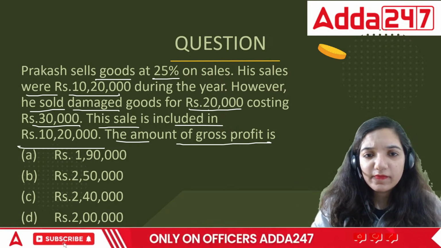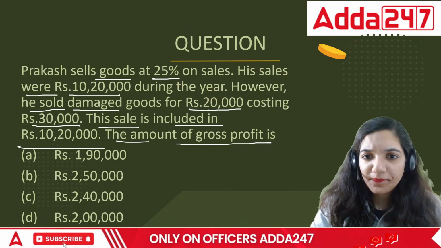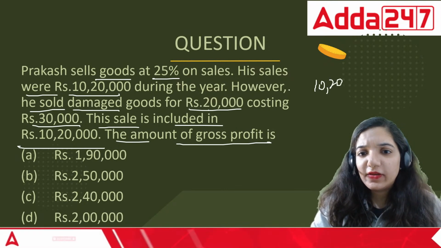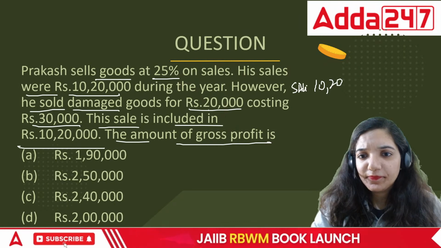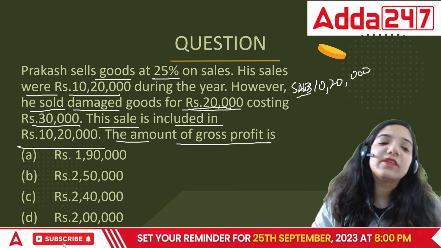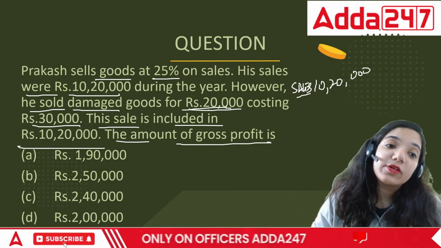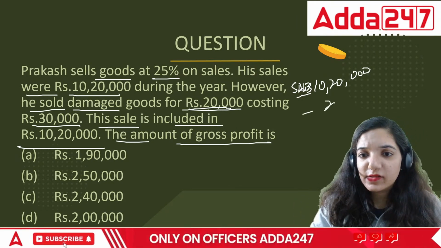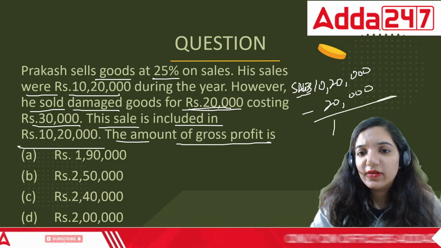First of all, error. 10 lakh 20,000 is the total sales. And in this case, the goods are sold at 20,000, which were costing 30. That means they are sold at 20. What are we left with? 10 lakh rupees.